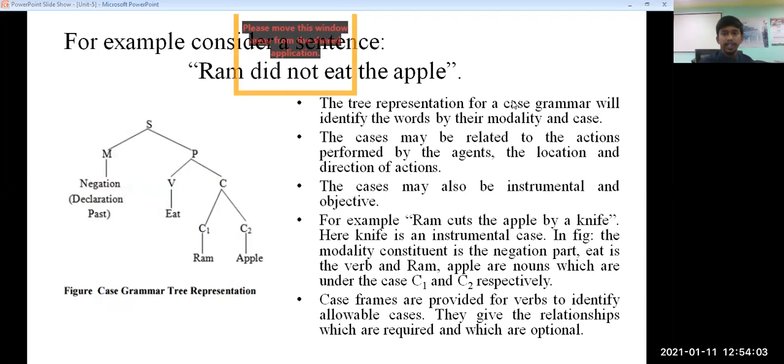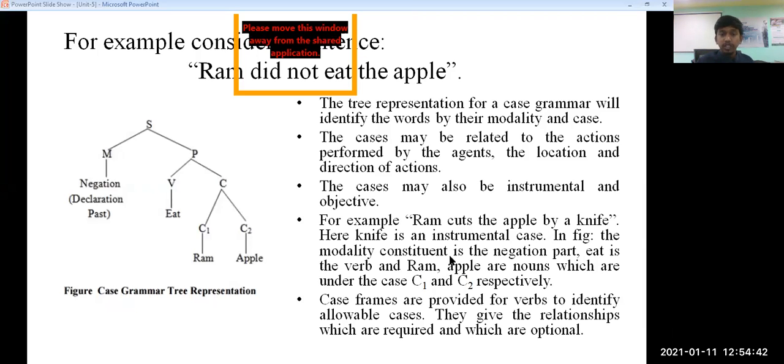The tree representation for a case grammar will identify the words by their modality and case. From an examination point of view, whenever a question is asked on case grammar, you need to take a sentence of this manner and construct a tree representation for it. The cases may also be instrumental and objective. As you have seen previously, hammer is an instrument. I can also modify the sentence to say Ram cuts the apple by a knife. Here cut is the task done and it is the verb, and knife is the instrument case.